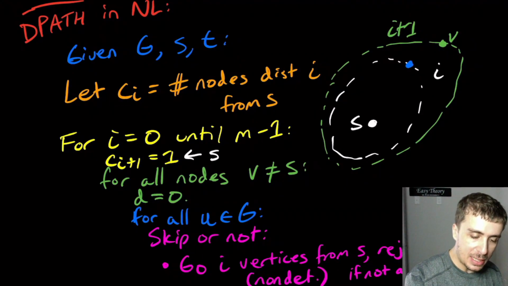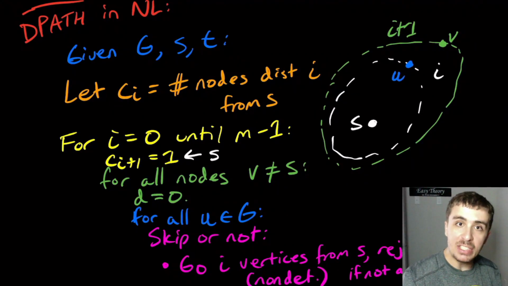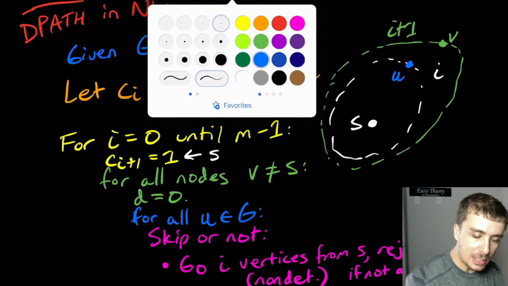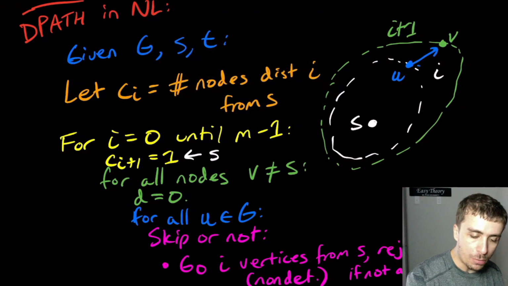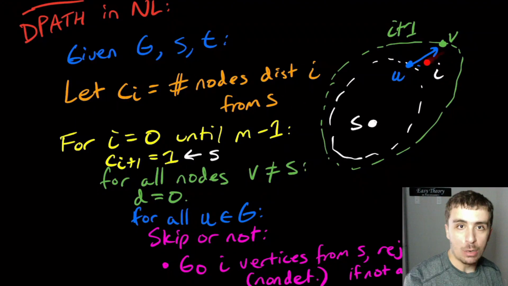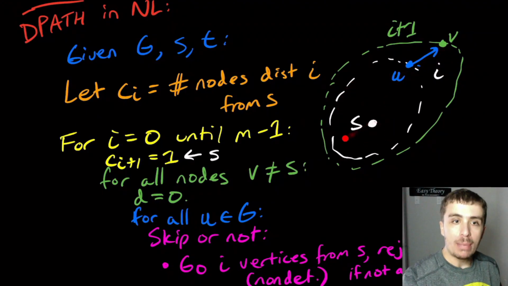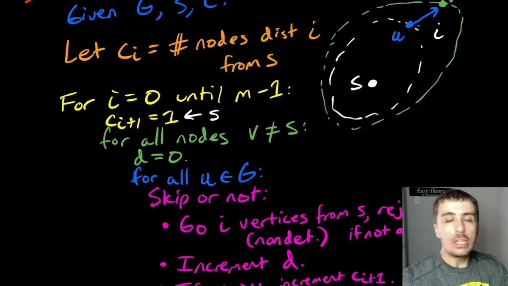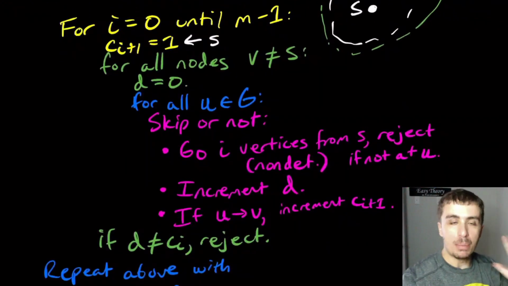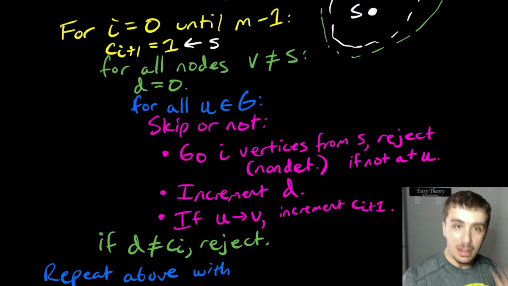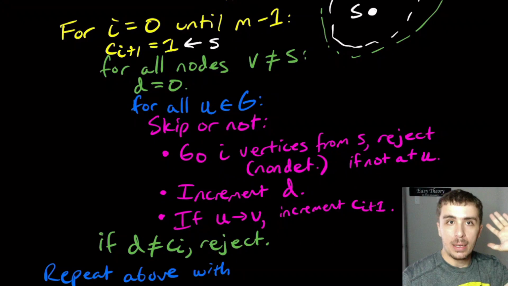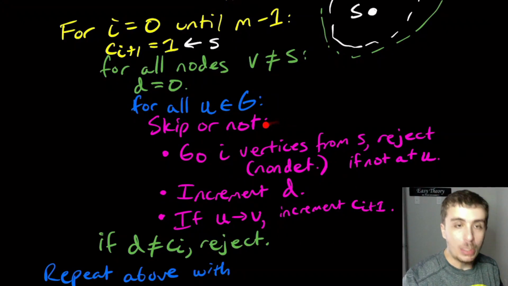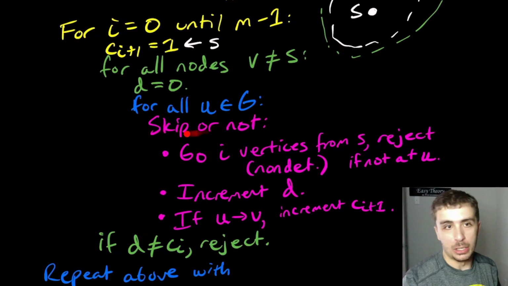So let's say that the U vertex, which I want to see if it's on the white circle, can actually reach V in one edge right here, one directed edge. So what I'm going to do is move I vertices from S non-deterministically, and if I can't reach U, I'm going to reject. But the good thing about that is, if I can't get to U in I steps, then I'm just going to skip it non-deterministically. So this choice right here is purely non-deterministic.